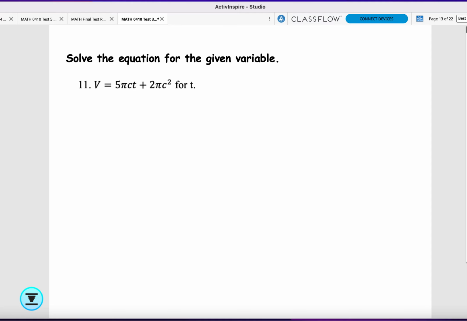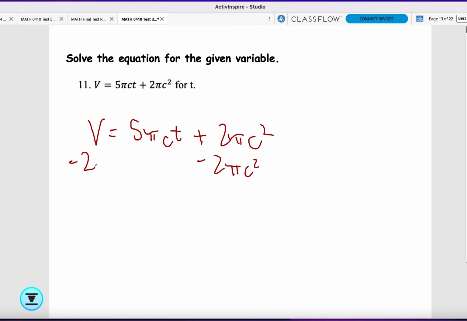11. Capital V equals 5 pi ct plus 2 pi c squared, solve for t. So I want to get t by itself, right? So V equals 5 pi ct plus 2 pi c squared. So I'm going to go ahead and subtract 2 pi c squared on both sides since it has no t there.